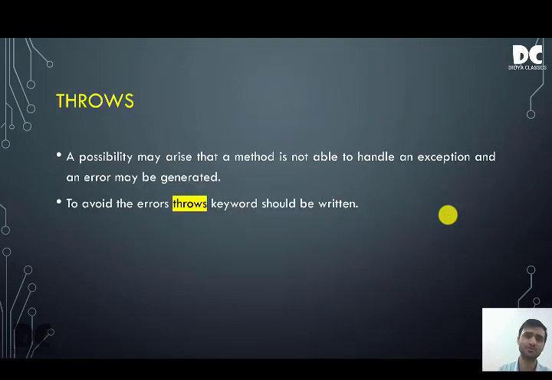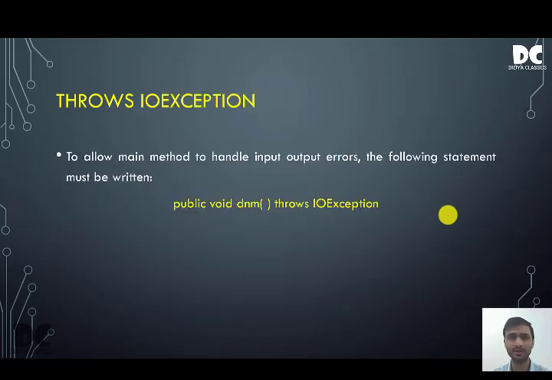So next, throws. A possibility may arise that a method is not able to handle an exception and an error may be generated. To avoid these types of errors, the throws keyword should be written. Before understanding this, let us move to the next part, that is throws IOException. In this part only I will explain both throws and IOException. To allow the main method to handle input-output errors, the following statement must be written: public void DNM throws IOException.